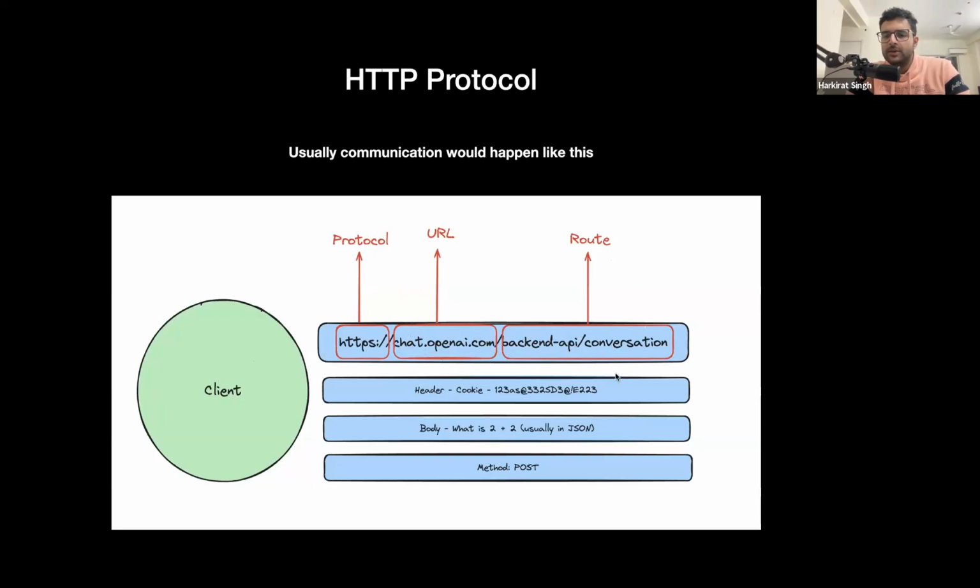Harkirat, why do you need to specify a route? The ChatGPT server can do 10 different things. It can return you your existing conversations. It can let you create a new conversation. So the route specifies what exactly you are trying to do. In my case, I am sending a request to get back a response, creating a conversation, which is why, as you can see, the route here is backend dash API slash conversation.